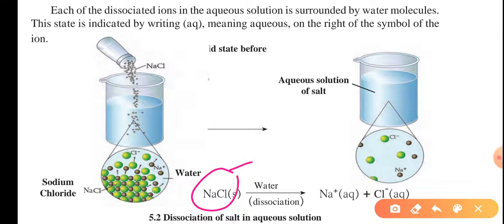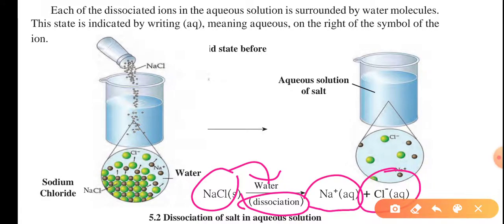When NaCl is put into water, it gets dissociated, and due to dissociation, Na+ and Cl- are formed, and they are in aqueous solution. This is how we get the aqueous solution of a salt and sugar. This is not the case with sand and sawdust; they are just floating. So water helps to dissociate the ionic compound. This is the bottom line of all these things.